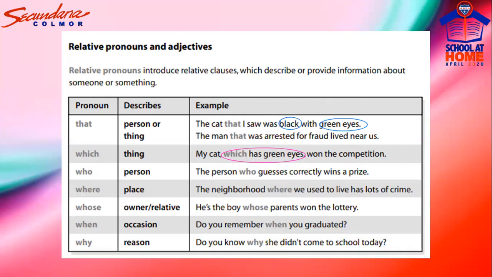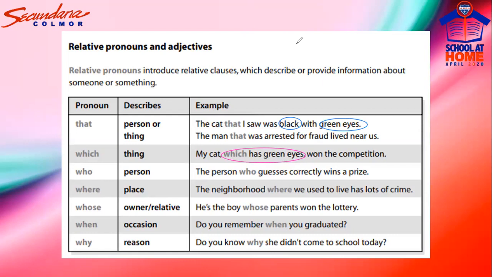But in here, it's describing which cat. Maybe I have 3 cats, okay? So in this part, you are saying which cat? My cat, which has green eyes. Ah, okay, the green-eyed cat, okay? So in here, we're giving more information using the adjectives, okay? Because we are using them to complete the information.